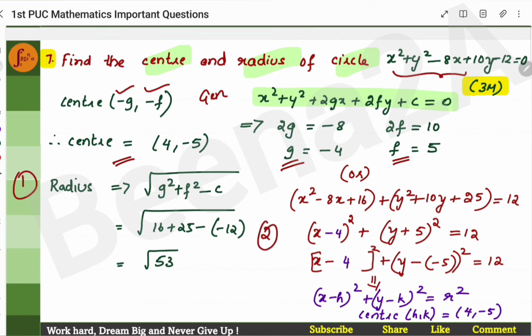The second method is you separate all the x terms, like this, x square plus 8x, and here y square plus 10y, and put 12 on the other side. Then you add or subtract some value so that you get a perfect square, and using this equation, you will get the center. I find this method easy because you don't have to think about what numbers you need to add or subtract to make it a perfect square. So this particular equation makes it simpler. Anyway, whichever is comfortable for you, you can use that method.